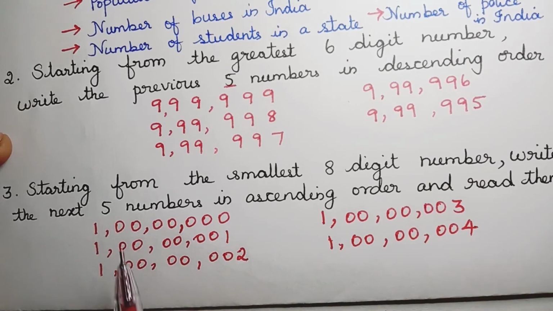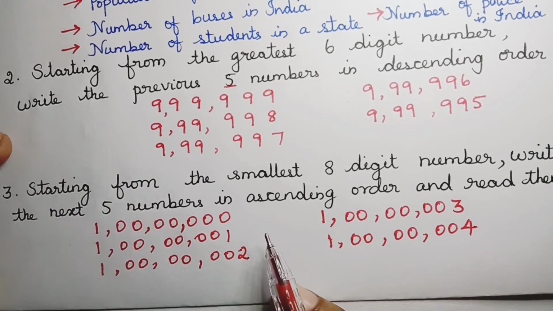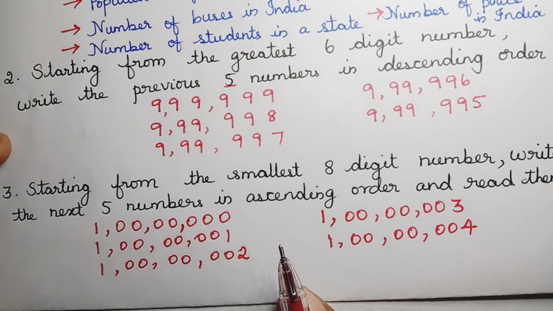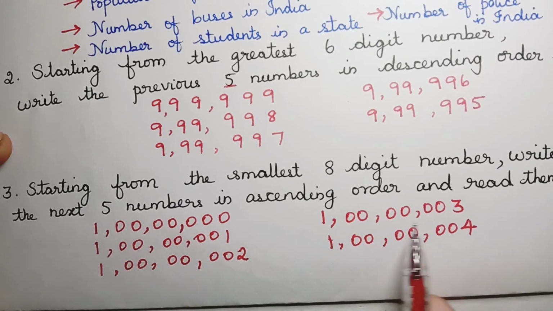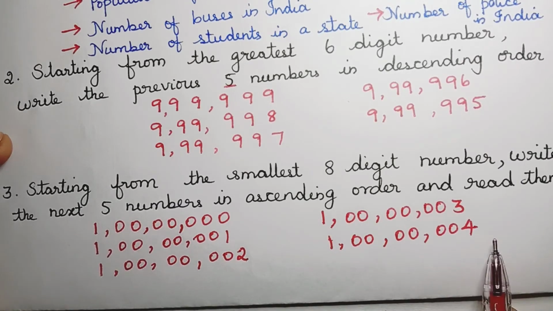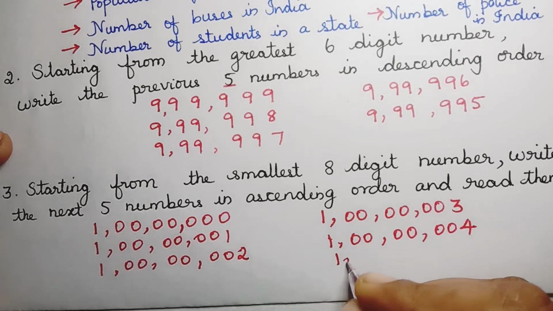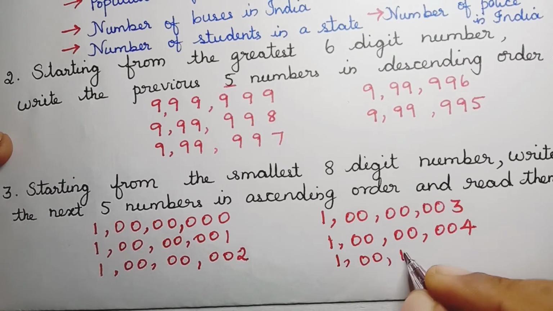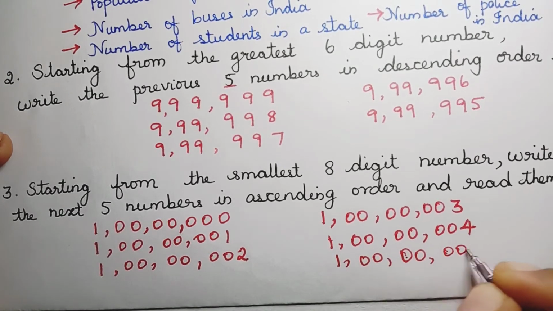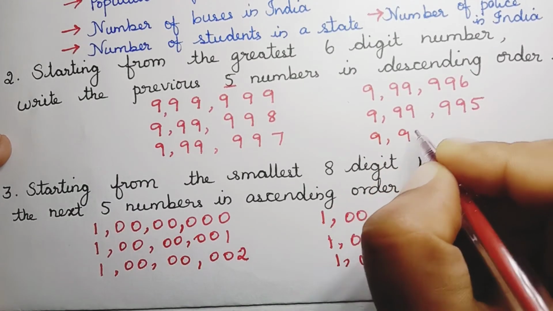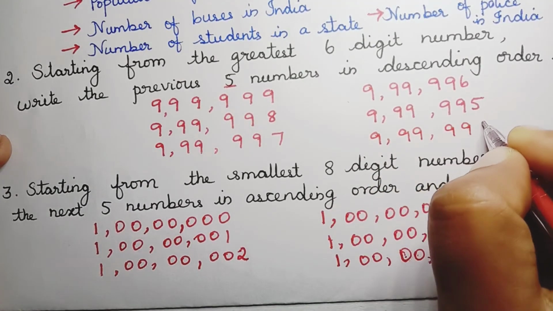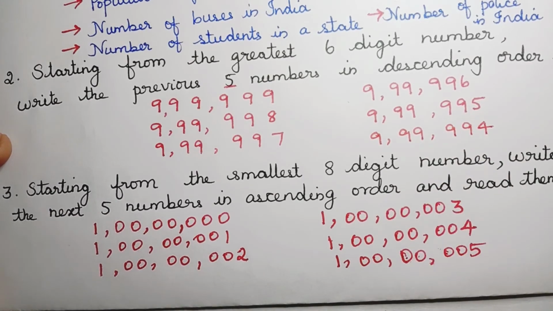So how can you read this? We have written 5 numbers next to this 1 crore. So how can you read this? 1 crore, 1 crore and 1, 1 crore and 2, 1 crore and 3, 1 crore and 4. Okay, you can write down one more number, 1 crore and 5. Okay.